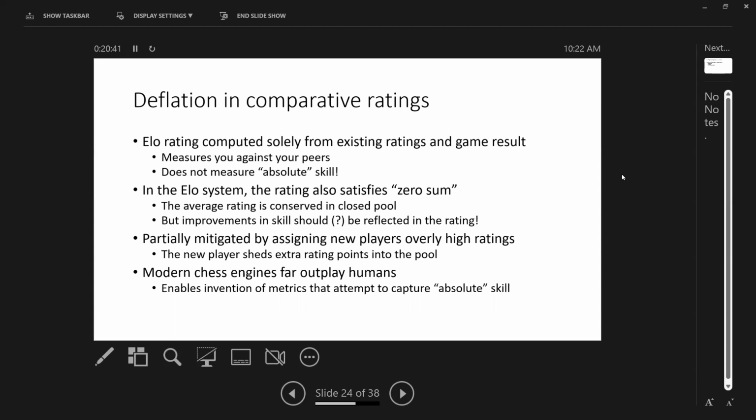Eventually, there are these issues with comparative ratings not being able to objectively capture the absolute skill of a player. In the modern day, we have chess engines that far outplay humans and give almost objective evaluations of positions. So it might be interesting nowadays for people to invent metrics that attempt to capture absolute skill compared to best play, as opposed to a measure of your skill relative to your peers.